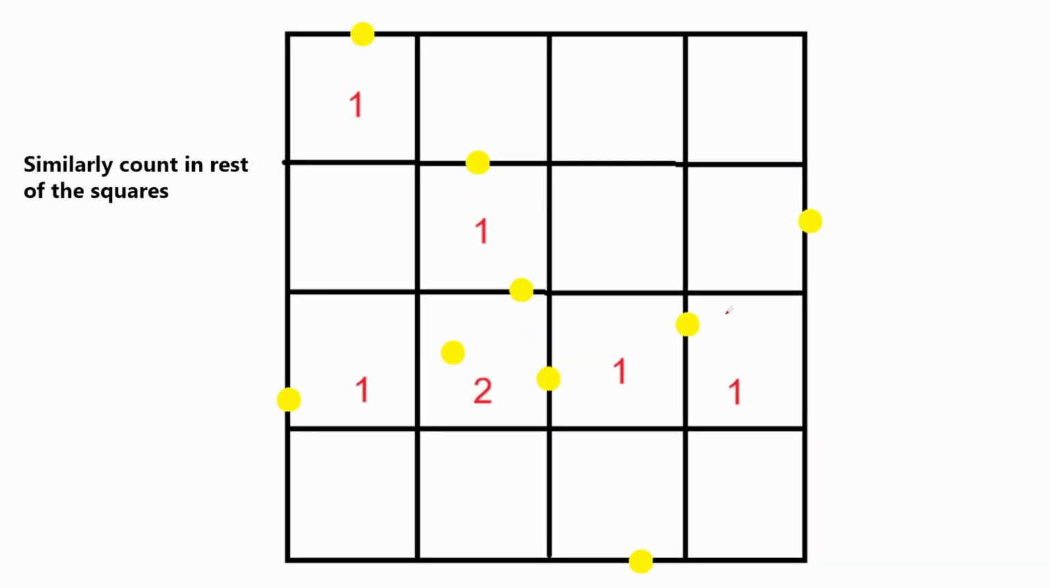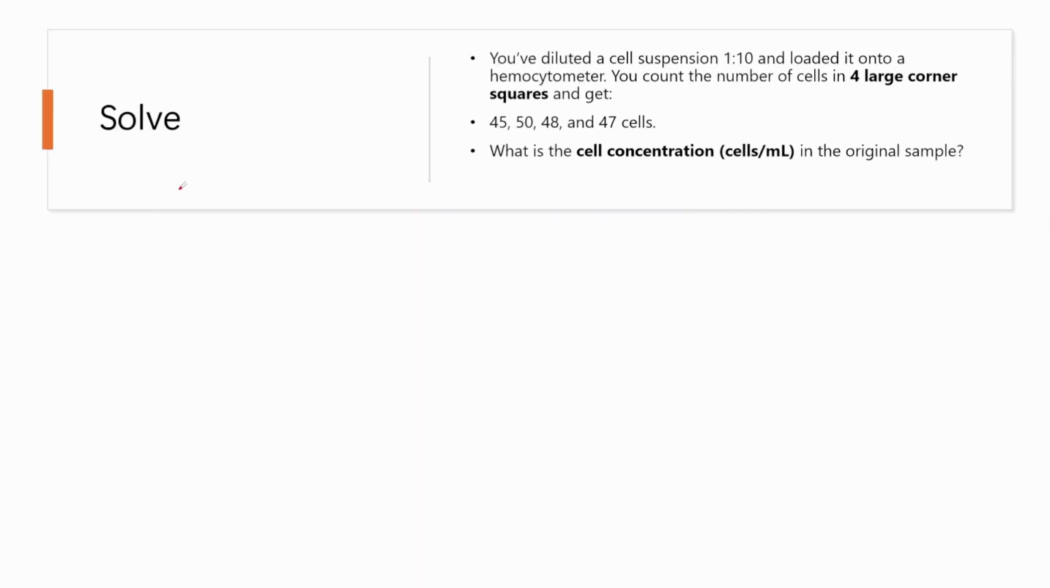Okay, so in this way I have counted all the cells that are present in one of the corner boxes, and similarly I will count in the rest of the corner squares of the hemocytometer. Now I have an equation, or you can say a question, for you to solve. I will help you solve it.